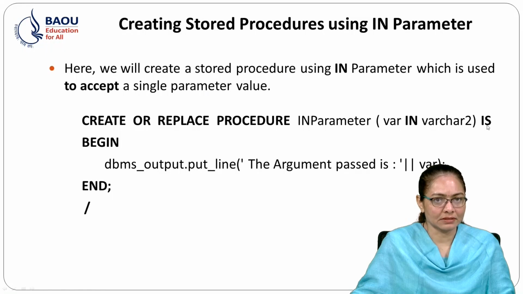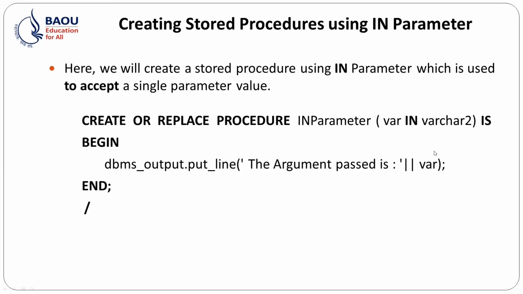And then IS. After that, you can define any variable here. But in this PL/SQL procedure, we have not declared any variable, only the parameter. Now BEGIN. In begin, we can display a one-line statement like DBMS_OUTPUT.PUT_LINE, in the bracket, single quotation, the argument pass is, and then the variable, VAR, variable name, and bracket over and semicolon.